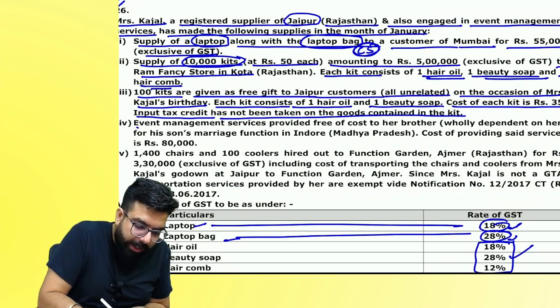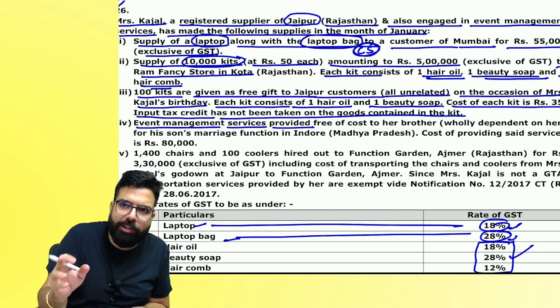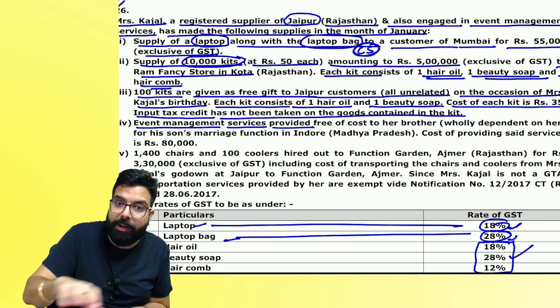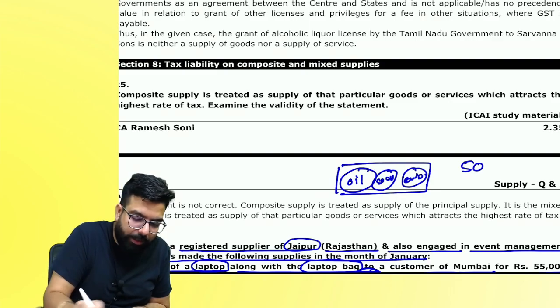Next. Event management services provided. People, are you able to link? Now, I'm not teaching you only one thing. I'm linking the whole chapter and teaching because these are complete questions. Next.